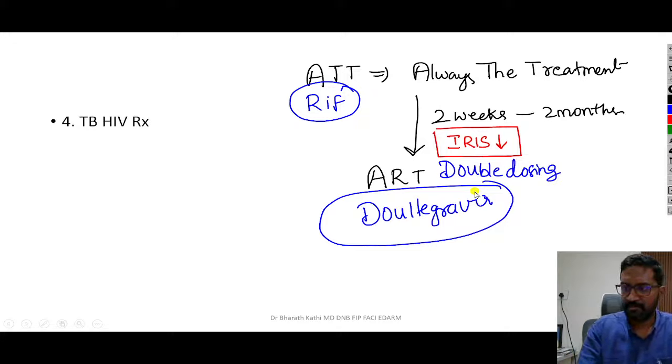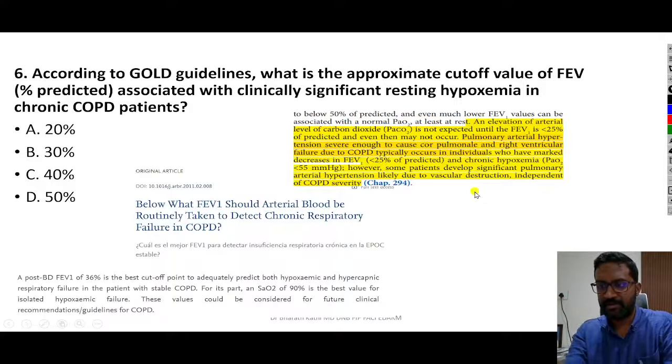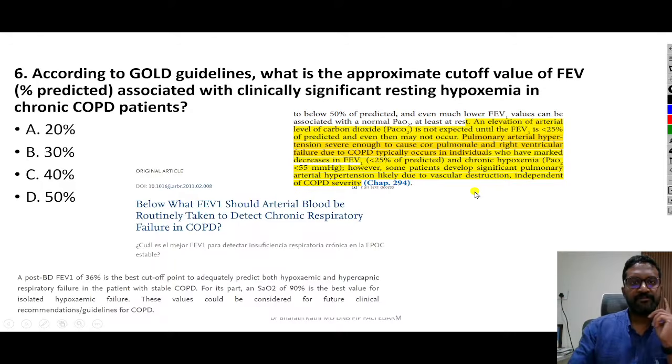Okay. Thank you so much, Dr. Kriti Adhikari. Then, was the question the same wording, Dr. Kriti Adhikari? Because this, I feel, is a bouncer question that has been asked in your paper. According to GOLD guidelines, what is the approximate cutoff value in FEV1 associated with hypoxemia?